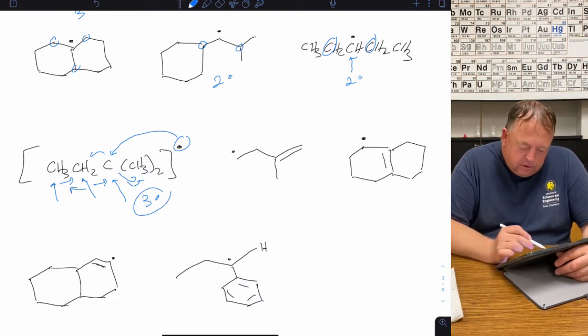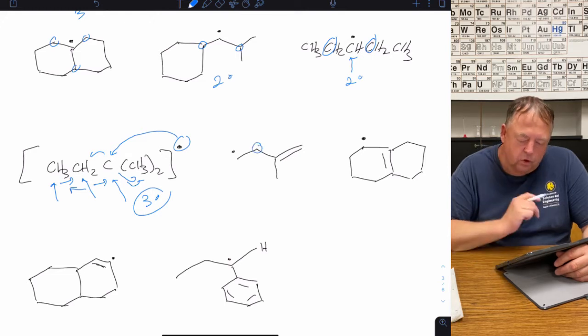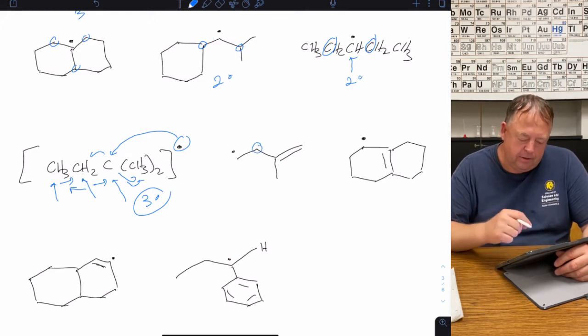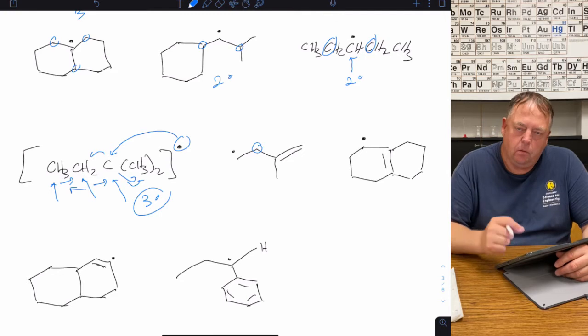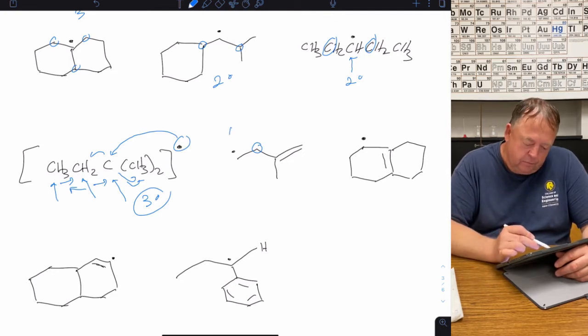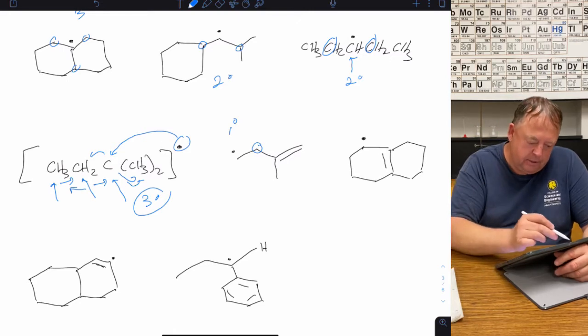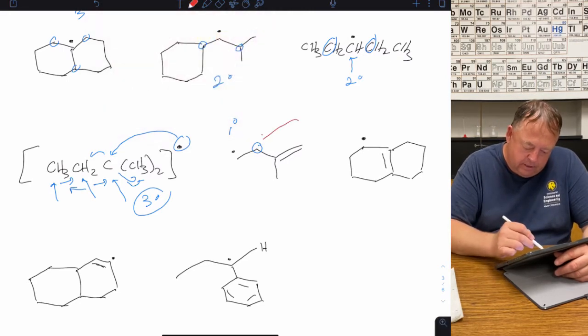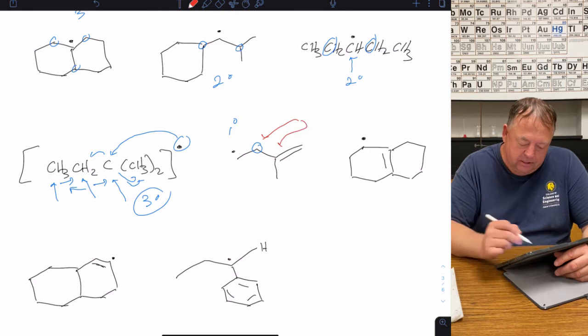Okay, so for this next one, it's only got 1 carbon attached to it, and the carbon attached to it is not a double bond, so it's not in the allylic position. So this is just a primary free radical, right? To be allylic, it would have to be on that carbon because then it would be next to a double bond.